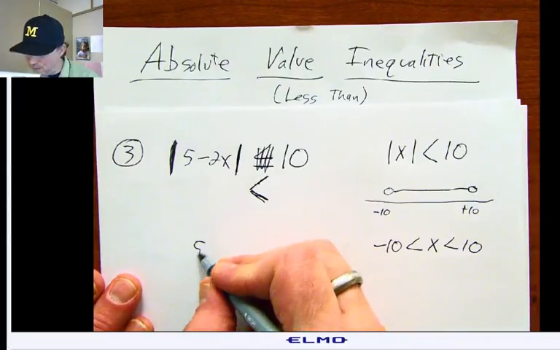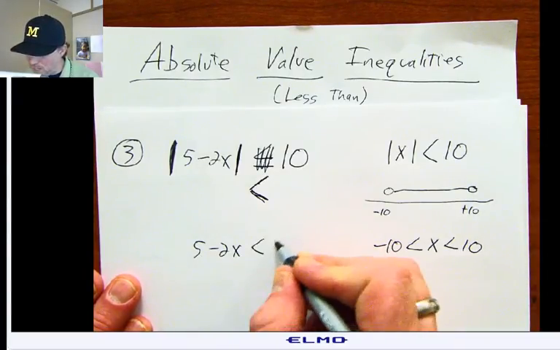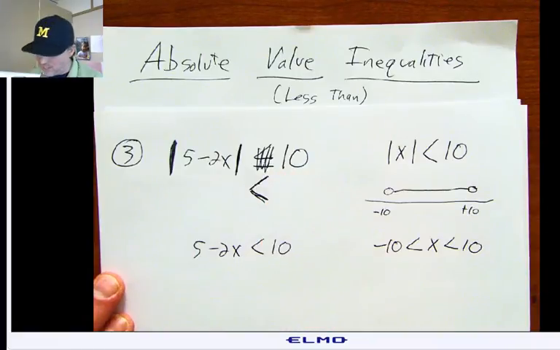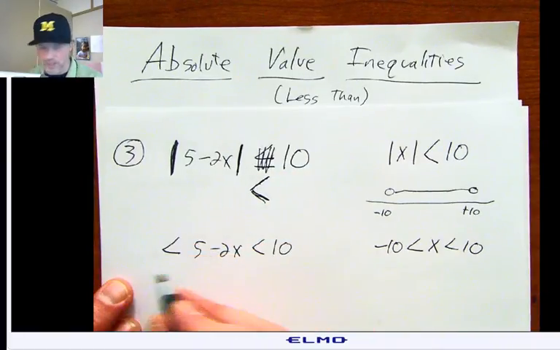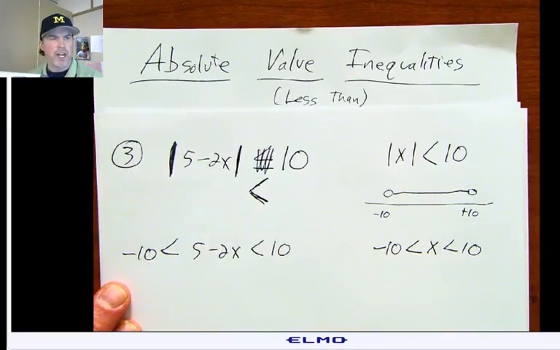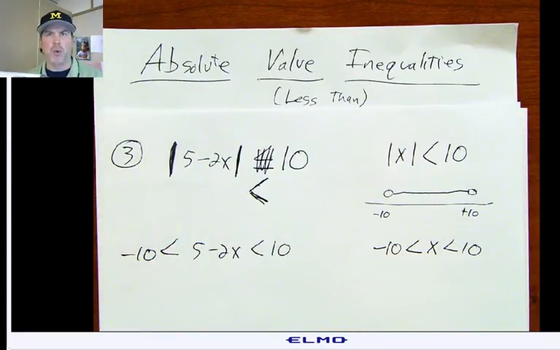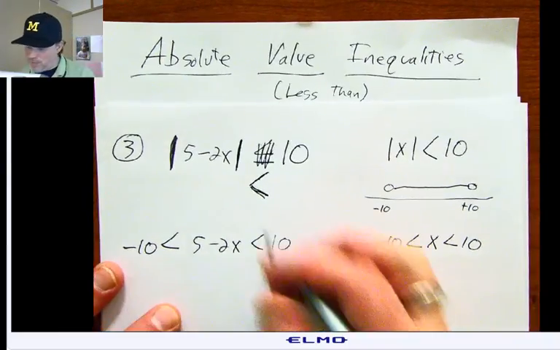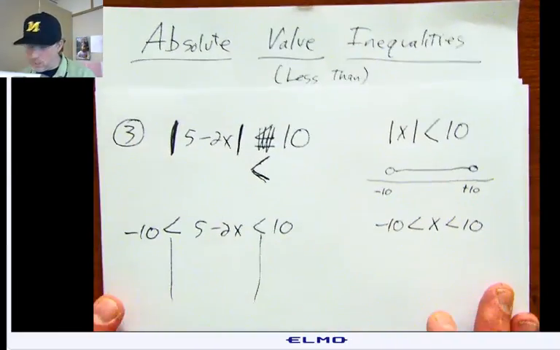I take this 5 minus 2x, I make it less than 10 just like it reads, and then on the other side I put the same less than sign, and I put this -10. And once again, I'm just showing the how. We'll talk about the why on Monday in class. Solve these inequalities at the same time.